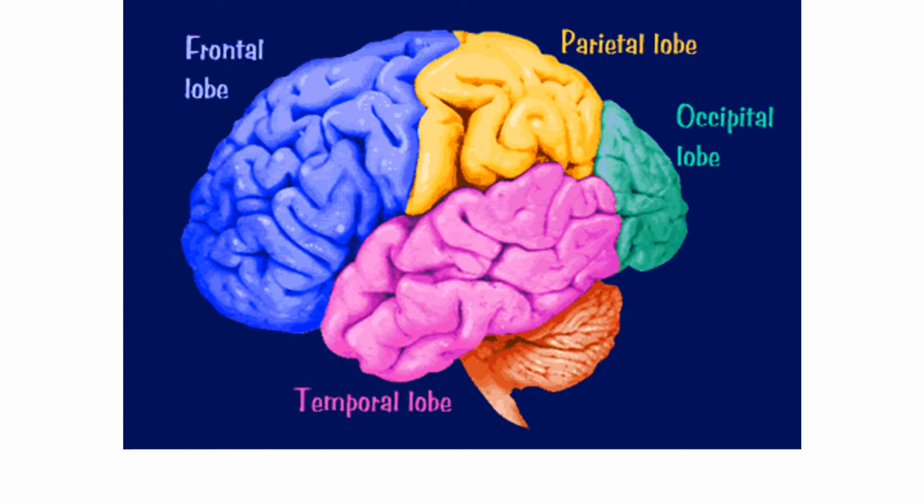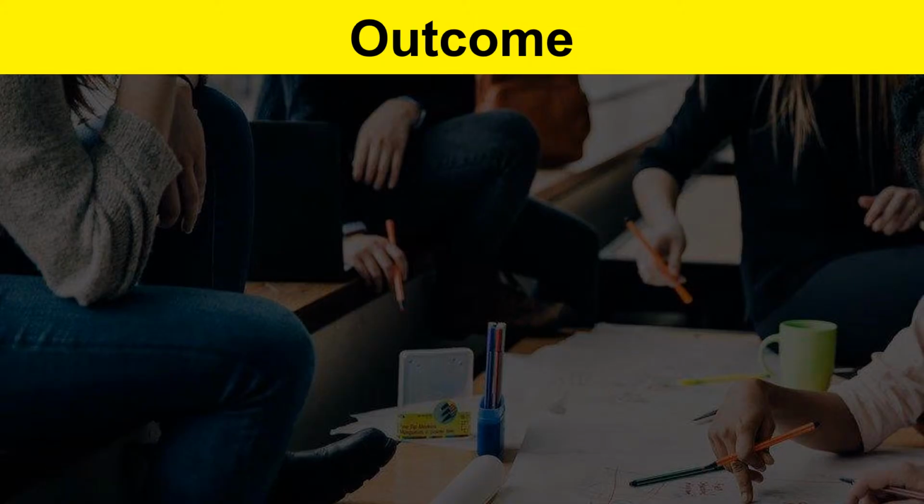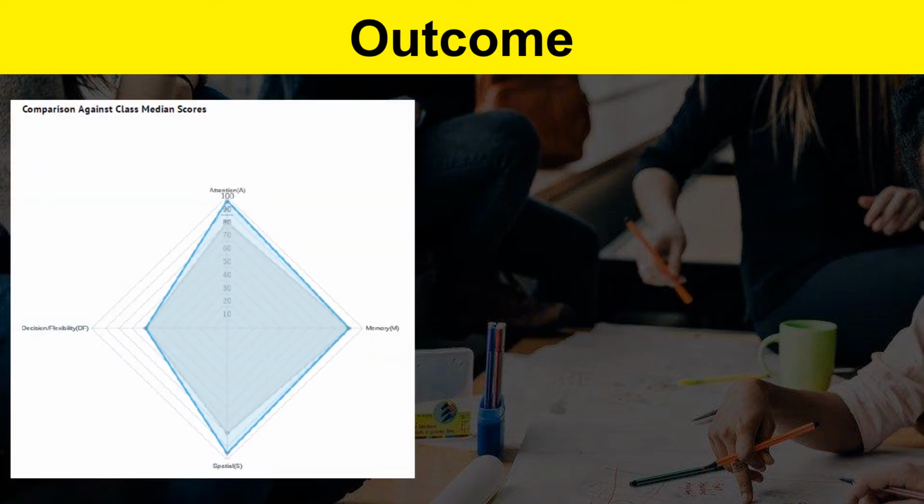The question is, how much do parents or educators really know about the brain? And if they don't understand it, then how are we ever going to solve the issue? Does that make sense? So what we do is we use several pieces of equipment to help us understand the brain, so that we can detect the issues of the child's brain and give proper advice. And one of the devices that we use has an outcome that shows us two things.